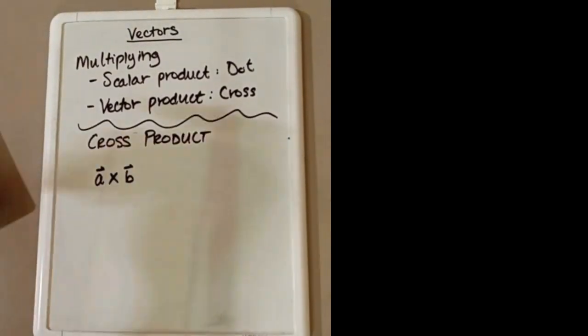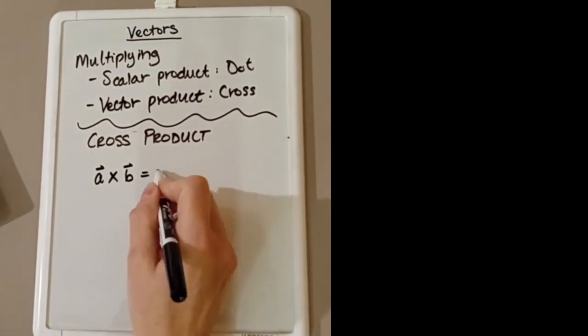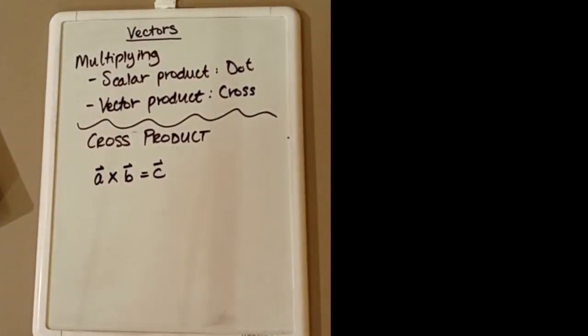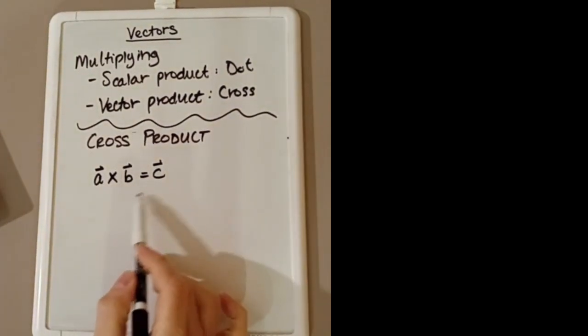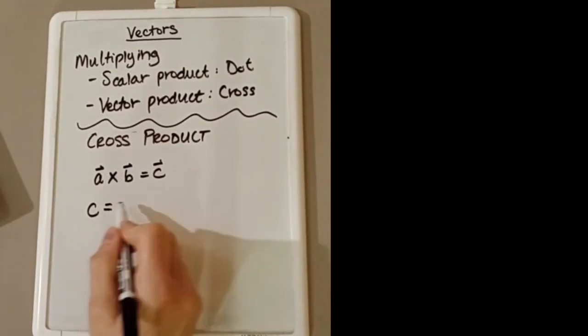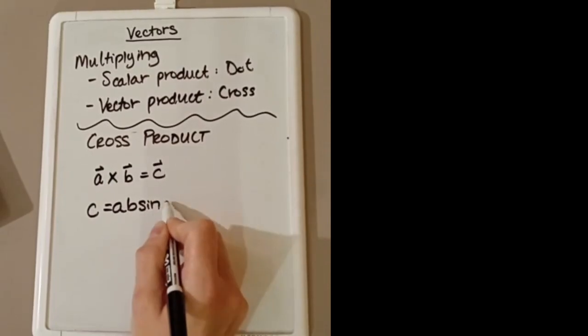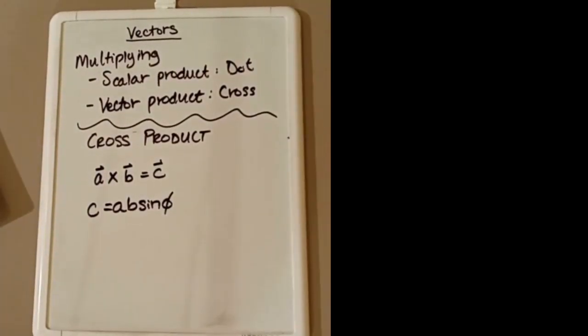Okay. So we're going to say that A cross B is equal to a vector C. This will make a lot more sense. So we know vectors have two parts, right? We've got magnitude and direction. So the magnitude of this resulting vector C, that's just a regular C, no arrow, is the magnitude of A times the magnitude of B times the sine of the angle between them, which was phi, the angle that we're using. Okay, so that's the magnitude of C.